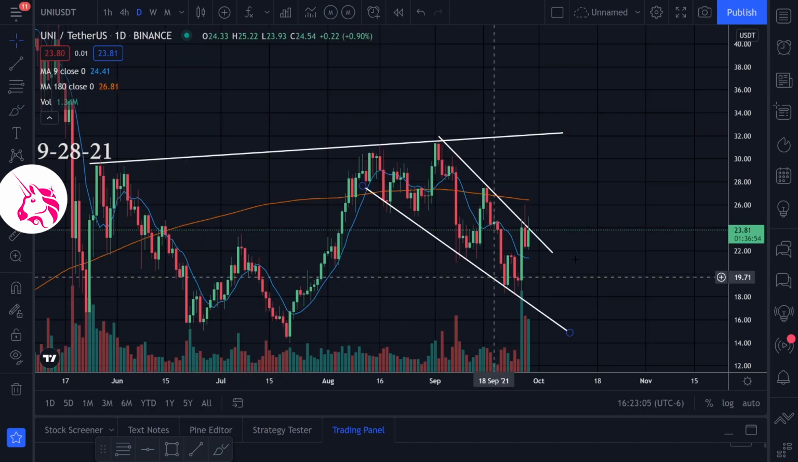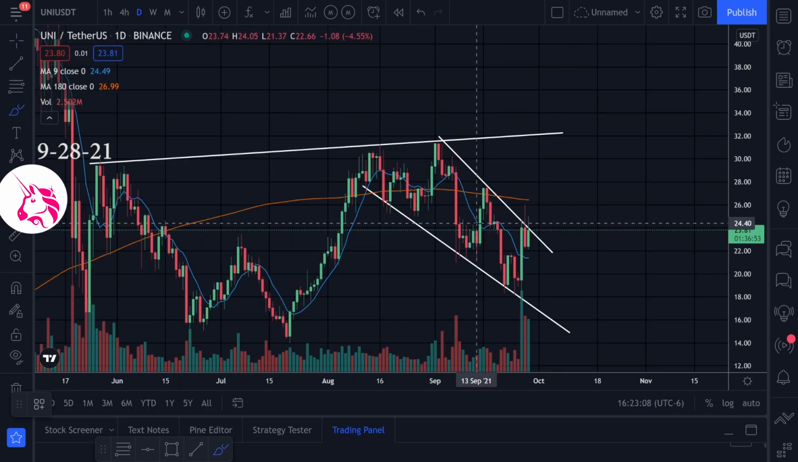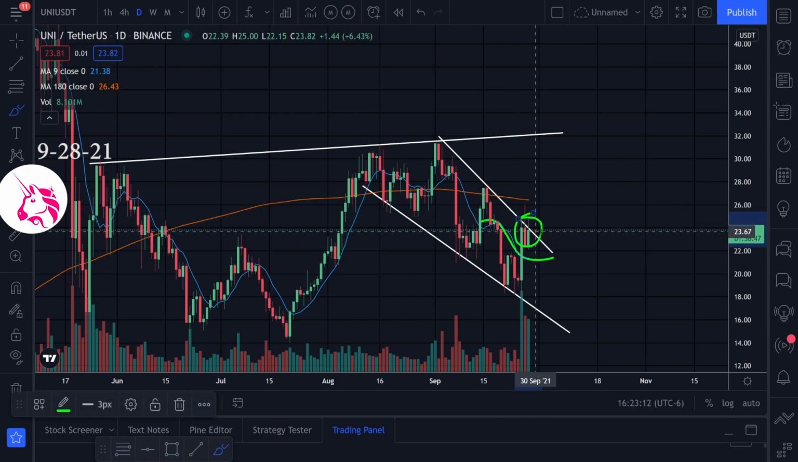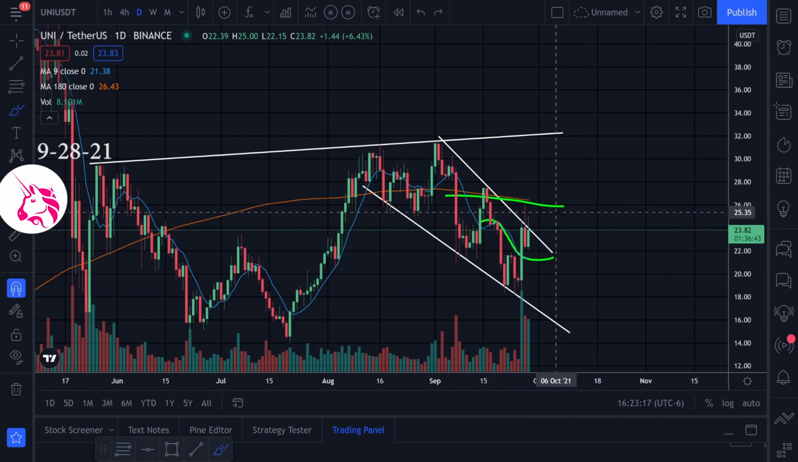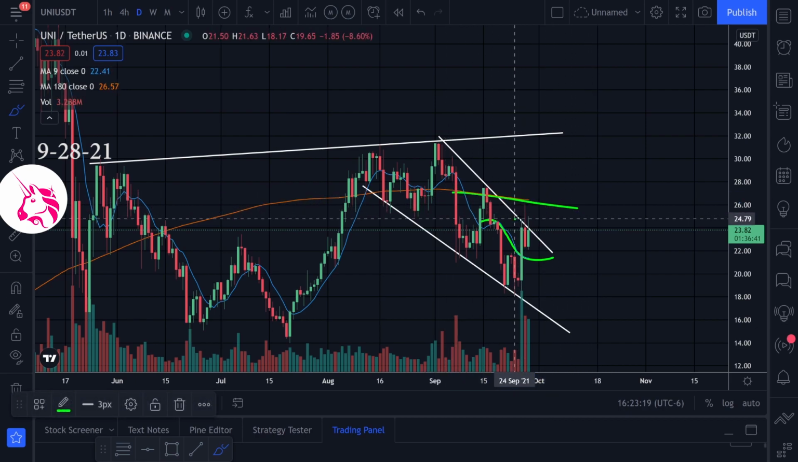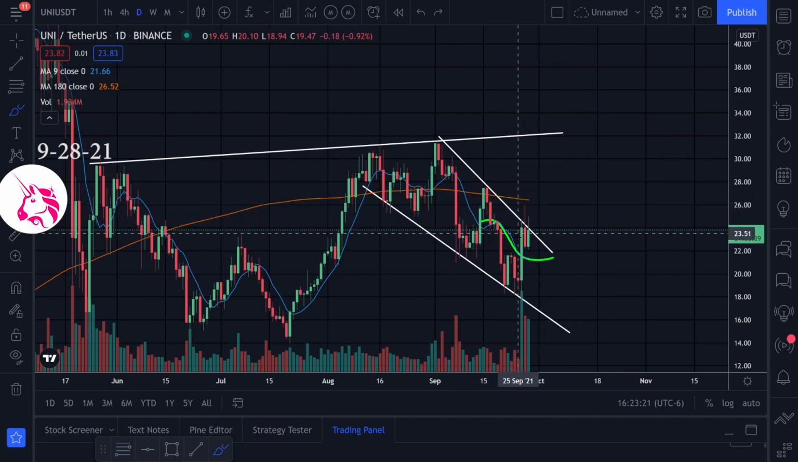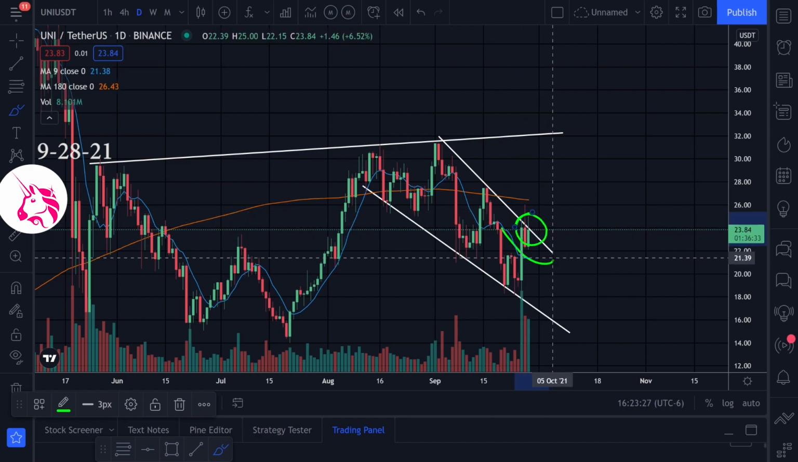If we look at the moving averages, right now we're on the daily time frame, and right now we're above the 9 moving average, but we're below the 180 moving average right here. I think if we could break above this 180 moving average, that's going to be a bullish signal. And you can tell right now that's already been giving us a little bit of trouble. I do like the fact that we are above the 9 moving average though.